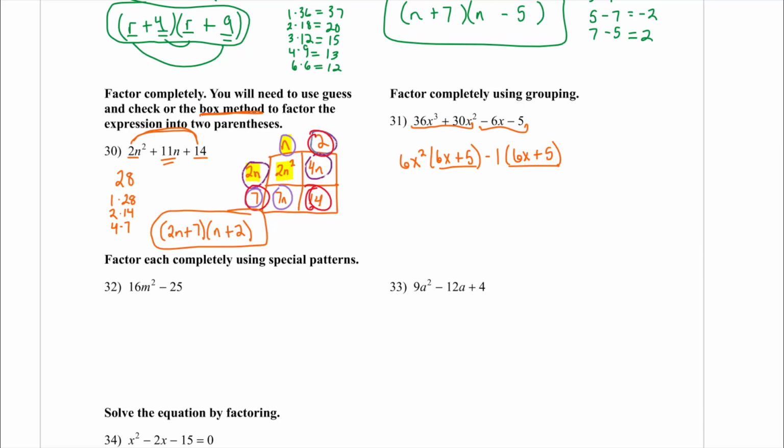So if we had decided not to take out a negative earlier, we would be stuck. We need to take that negative out. And so if these both have 6x plus 5, then we write down the 6x plus 5 that they have in common, and then we write down what's in front, which is the 6x squared and the minus 1, and that's going to go in our other parentheses. So our answer here is 6x plus 5 times 6x squared minus 1.